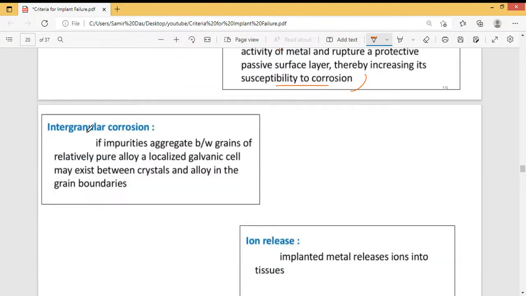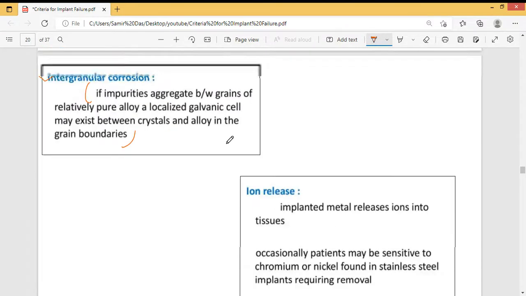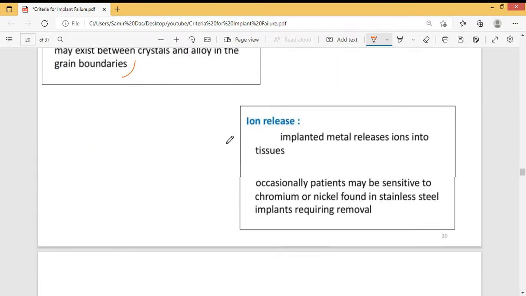Next is intergranular corrosion. If high impurity or aggressive agents aggregate between the grains of a relatively pure alloy, a localized galvanic cell may exist between the crystals and the alloy in the grain boundaries as well. So this is what we call intergranular corrosion, the abrasive between two grains.